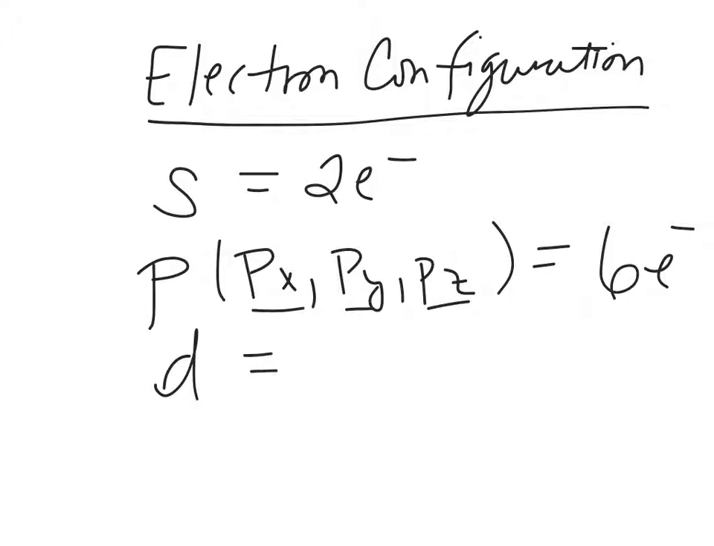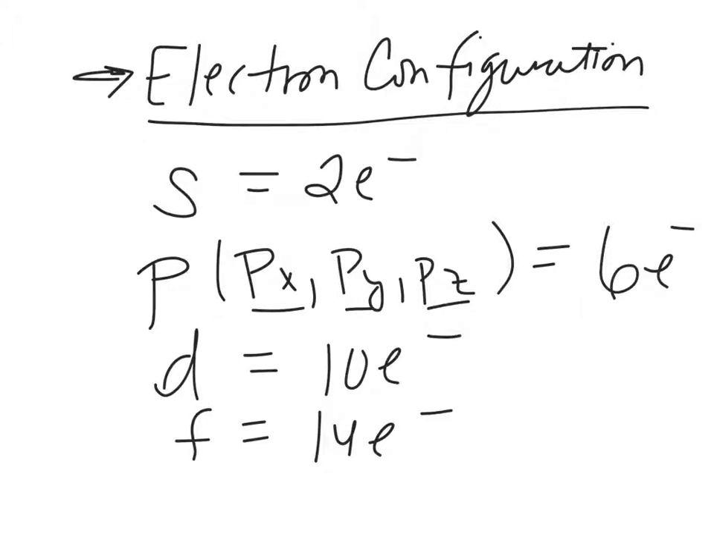D, there are 5 types, so those can hold 10 electrons. And F, there are 7 types, so they can hold 14 electrons total. Now we're going to look at electron configuration, which allows us to see which of these different sublevels and which primary energy levels N have electrons inhabiting them. So let's take a look at some elements and how we model where their electrons probably are.